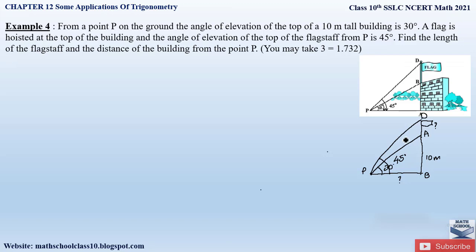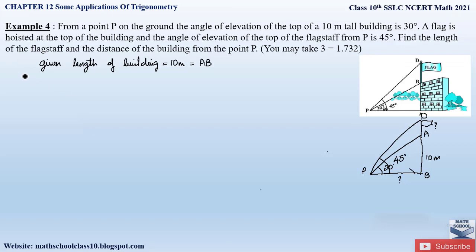Here you can consider that we have two triangles formed, that is APB and DPB, right? Let us first write down what is given in the question, and then we can apply the trigonometric ratios to find out the length which they have asked here. So let us write down: given length of building is equal to 10 meters, the side AB.